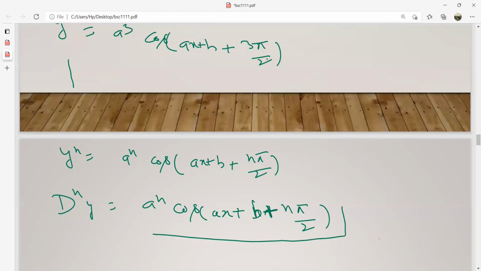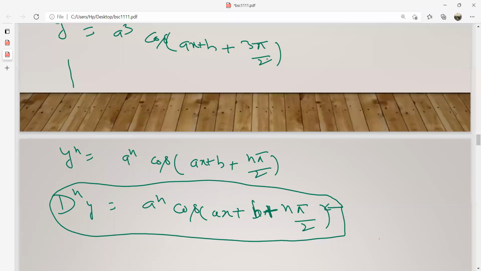These are the standard formulas which we have to use in our questions. So today's class is finished here. Tomorrow we will solve examples related to successive differentiation.